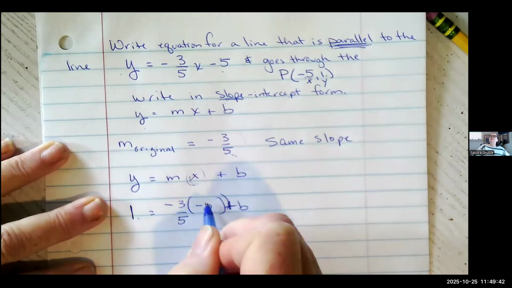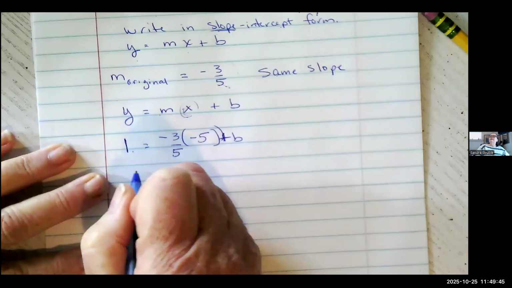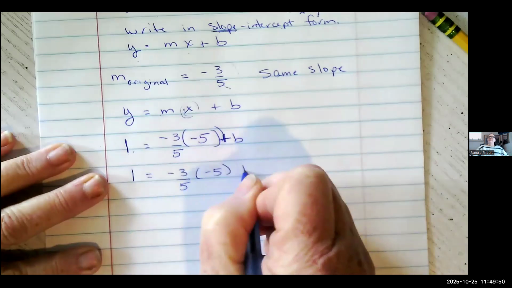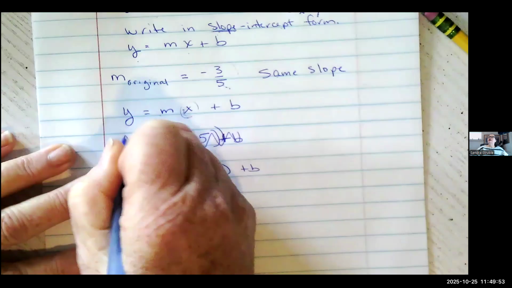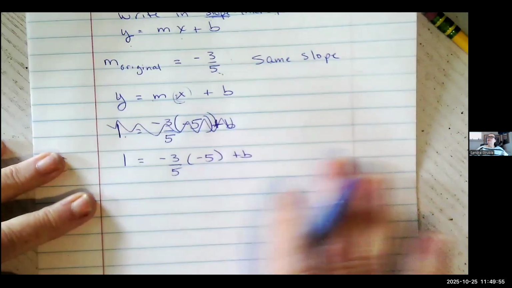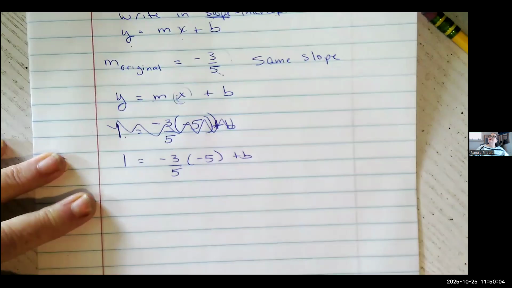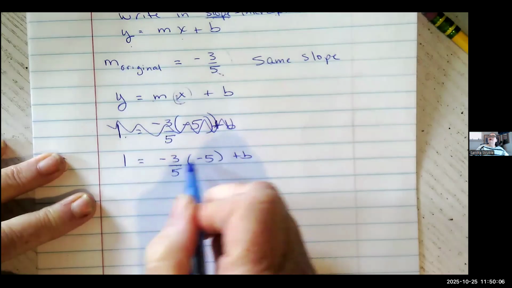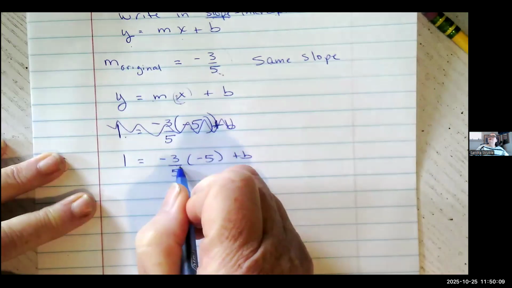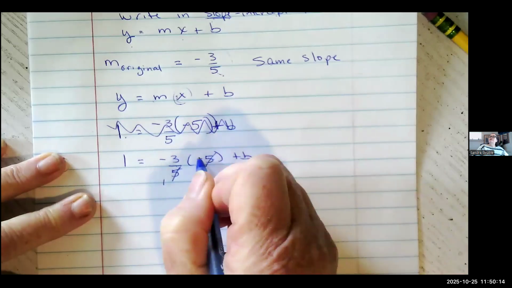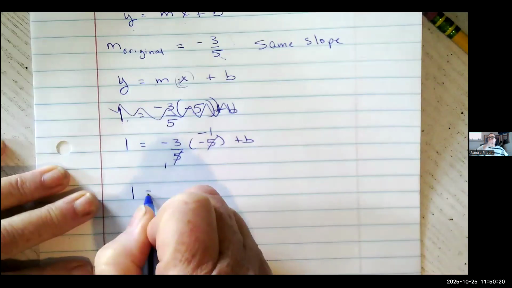Let me rewrite this so it looks a little bit better. All right, that's better. Now we just need to handle this. You do not need to multiply everything by 5 to get rid of the denominator. Instead, you can just reduce, because notice that these two are multiplied together. 5 goes into 5 once, 5 goes into negative 5, and so it's now going to be a negative 1, okay? So if we write this, it's 1 equal to negative 3 times negative 1 plus b.